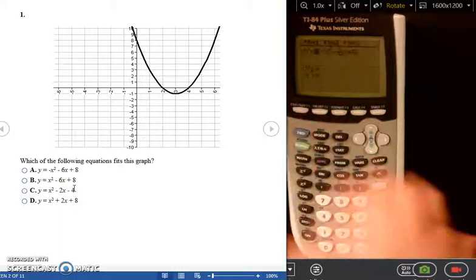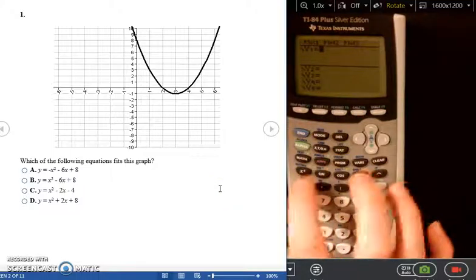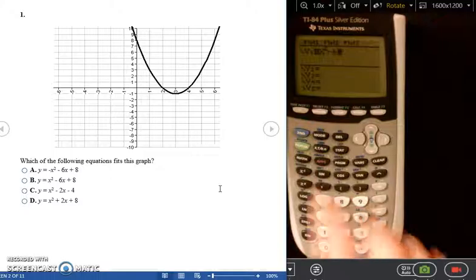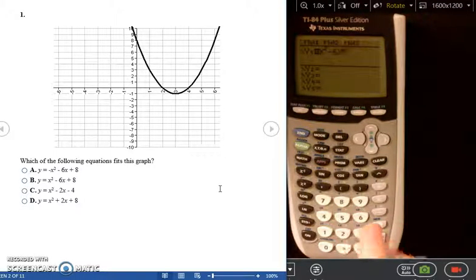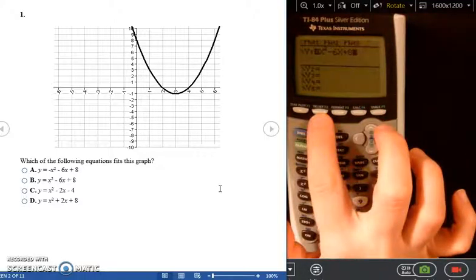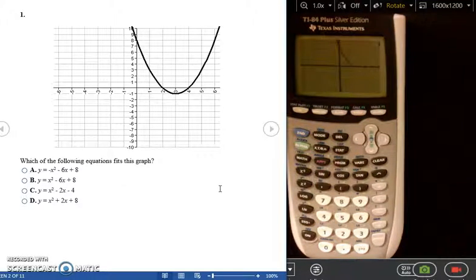So I'm going to go back into y equals, clear out y1, and put in choice B. So that's going to be x squared minus 6x plus 8. And my window still stays the same because I just set it and I haven't changed it. So I'm going to press graph. And there, that one looks pretty similar.